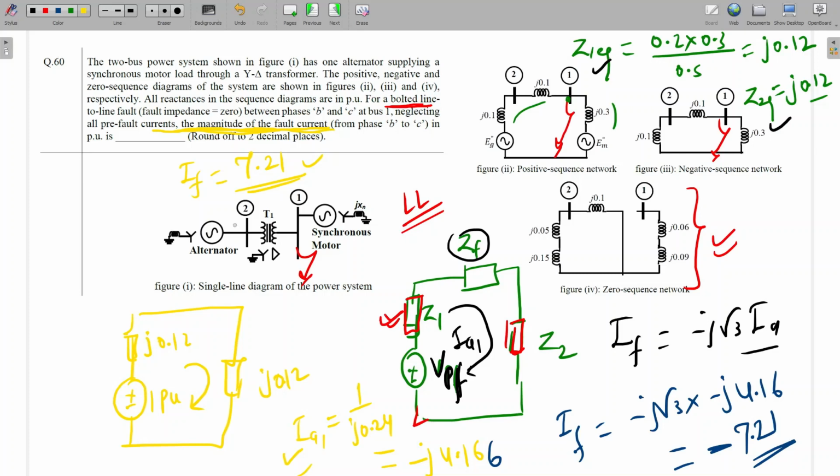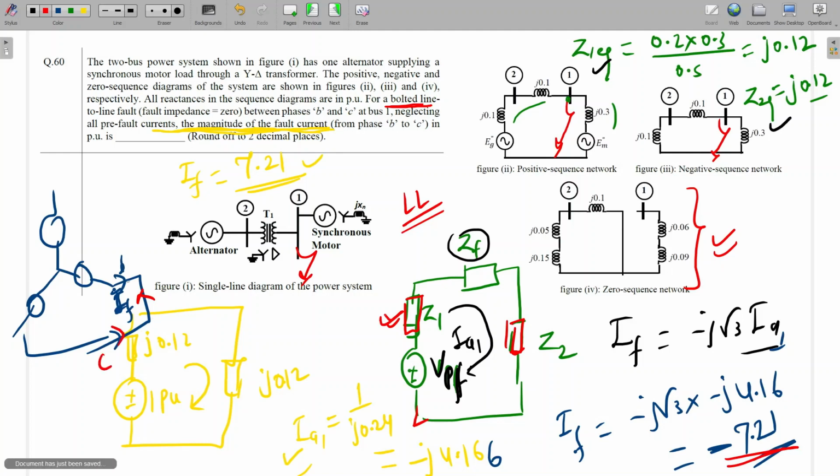Yes, sir. So I am explaining one thing here. This fault current equation is for the BC fault, phase B and phase C. Let's say this is phase A, this is phase B, and this is phase C. Whatever this equation derived is for phase B and phase C, so the fault current equation is minus J root 3 IA1. If it is coming negative, it means our fault current is flowing from C to B. What is the significance of negative current? It means the fault current is flowing from phase C to phase B. Now you can ask your doubt.